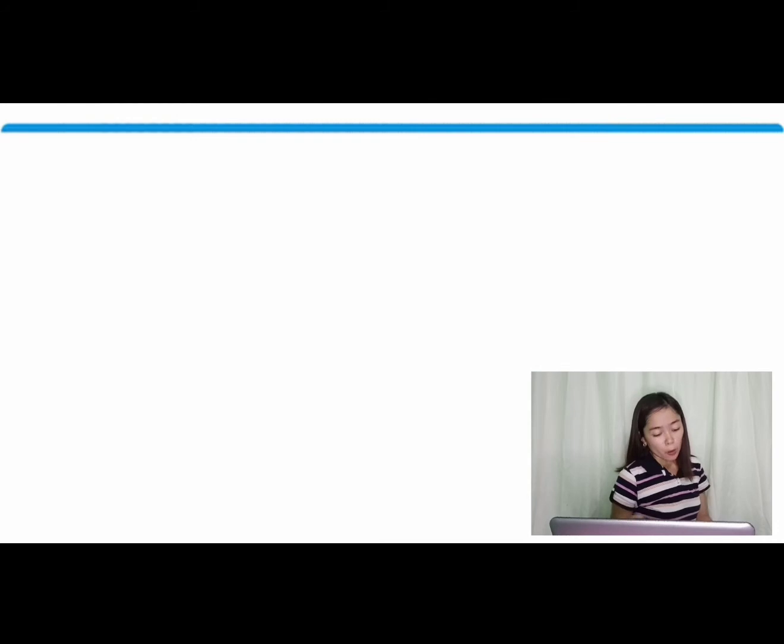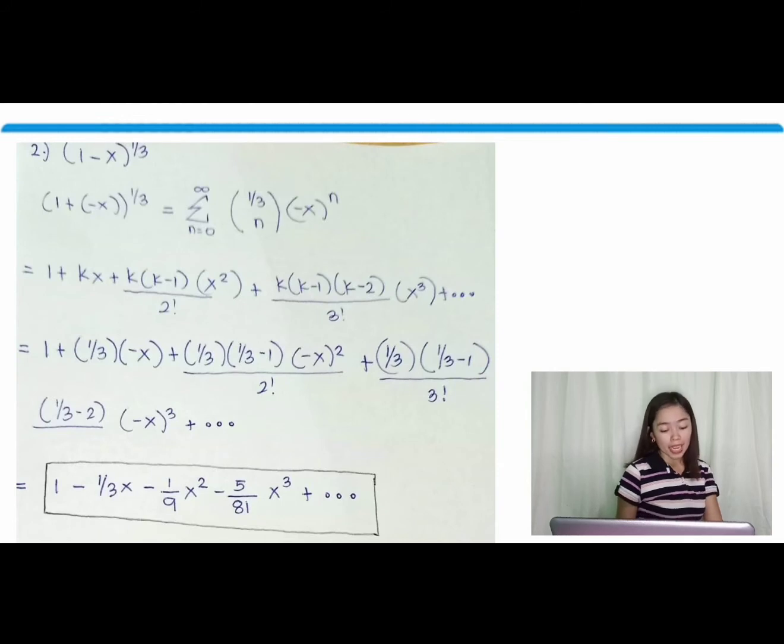Okay, got it? Now, how about this example? We have (1 - x)^(1/3). Notice that the given is not in the proper form, which is (1 + x)^k. So from this given, we have to make this into (1 + (-x))^(1/3). Now we already have it in the proper form, and the value of our k is 1/3.